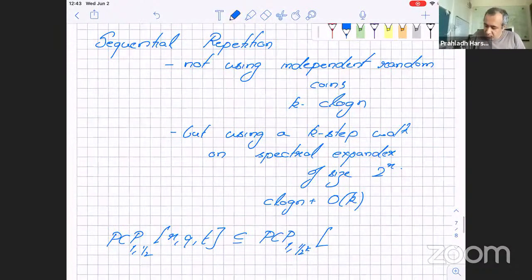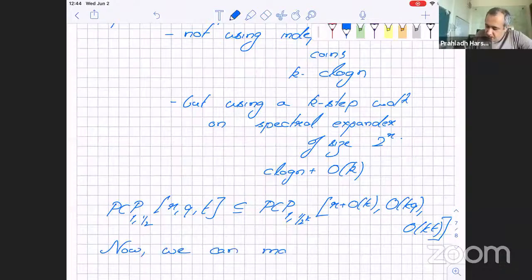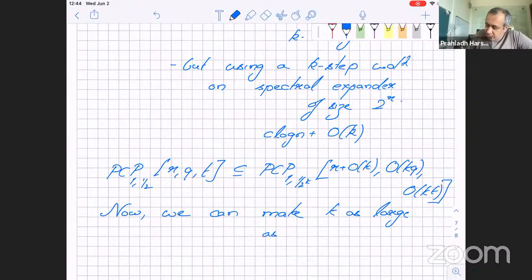This will be r plus order k. This will be order kq. And this will be order k. So now k can go as large as log n, exactly as Satyajit pointed. Previously k was restricted to be only constant. Now you can push k to be, now we can make k as large as any theta log n.